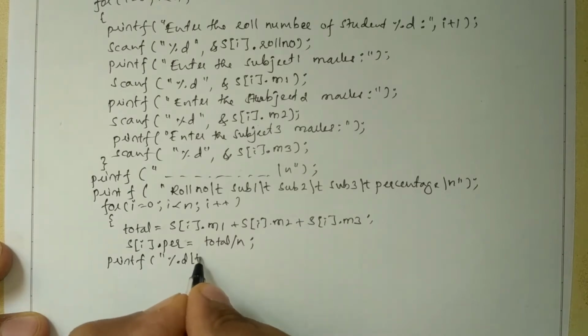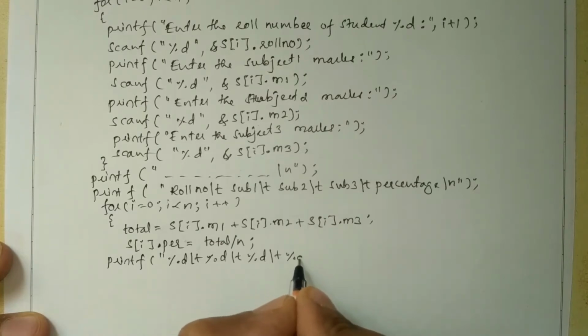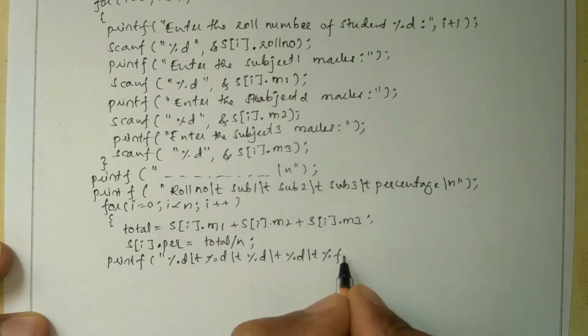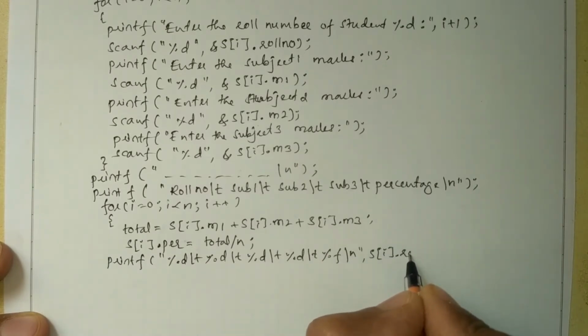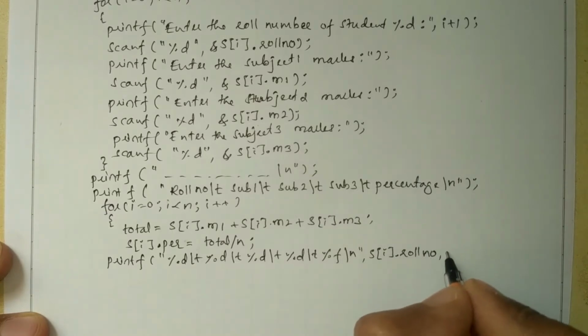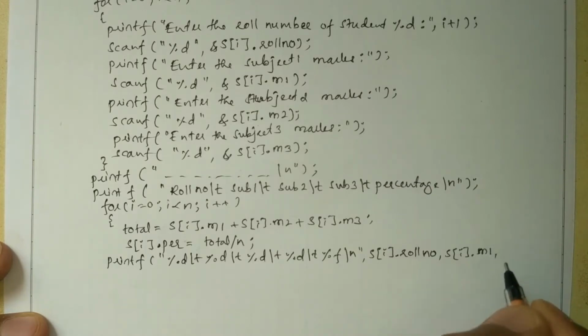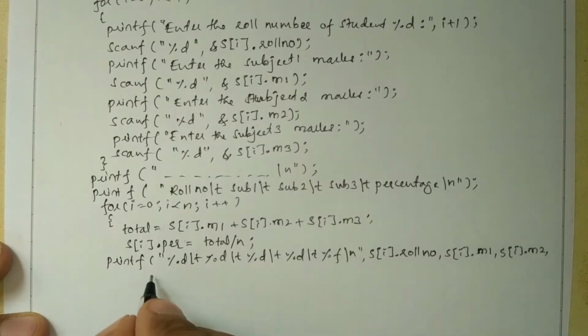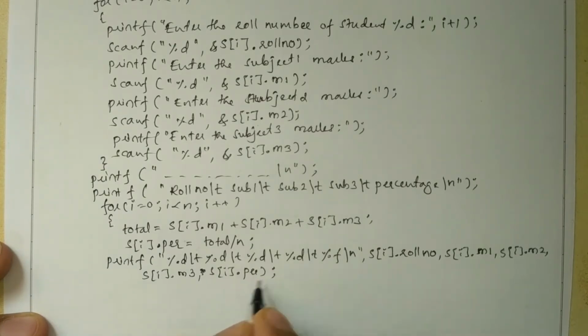percentage d \t, percentage d \t, percentage d \t, percentage d \t, and now percentage f \n, and the double quotation mark. And here I'm going to write s of i dot roll number first. Next comma s of i dot m1, marks of the first subject. Next s of i dot m2 comma s of i dot m3, and one more, percentage, we need to write s of i dot per and put semicolon.